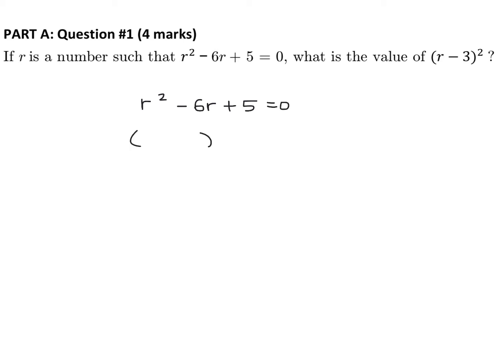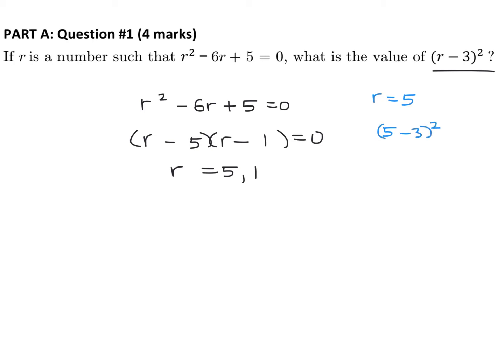So this factors very nicely, I believe: (r minus 5)(r minus 1). So that means r is equal to 5 or 1. Okay, so now let's go back and plug it in. If r is 5, then we would have 5 minus 3 squared, which is 2 squared, which is 4. If r is 1, then we would have 1 minus 3 squared, which is negative 2 squared, which is also 4. So regardless of r being 5 or 1, the value of (r minus 3) squared is 4.